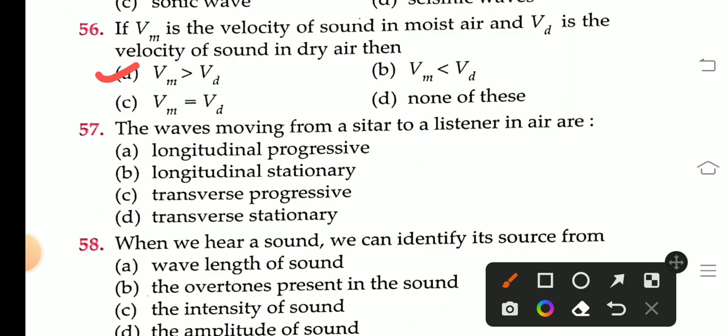Next, the waves moving from a source to a listener in air are. Right answer option A. Longitudinal progressive. Next, when we hear a sound, we can identify its source from. Right answer option B. The overtones present in the sound.